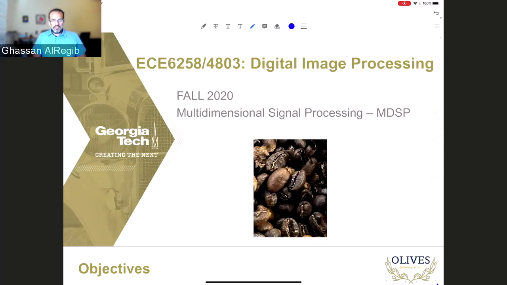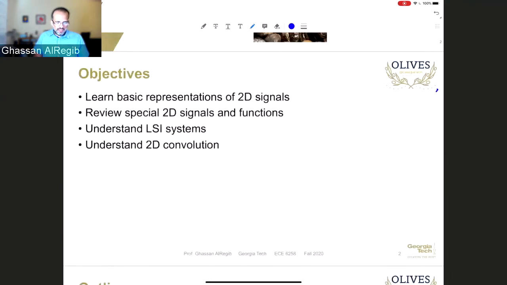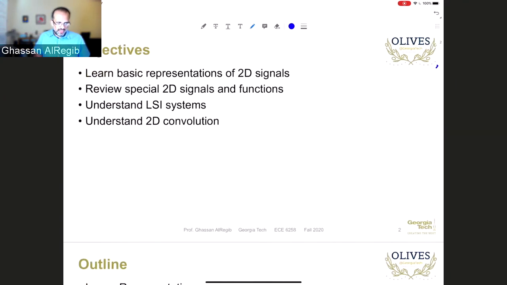An extension of your undergraduate digital signal processing when we talk about two-dimensional signal processing, or in general terms, multidimensional signal processing. And what we'd like to do, our plan is to really learn the basic representation of two-dimensional signals, look at some of the really most common two-dimensional signals and functions. And then in your undergrad, you studied linear time invariant, LTI, systems.